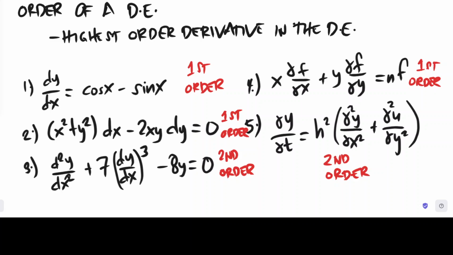So for example number 5, this will be of the second order. Okay, so I hope the order of a differential equation is clear. So let's move on to the next characteristic of a DE, which is the degree of a differential equation.